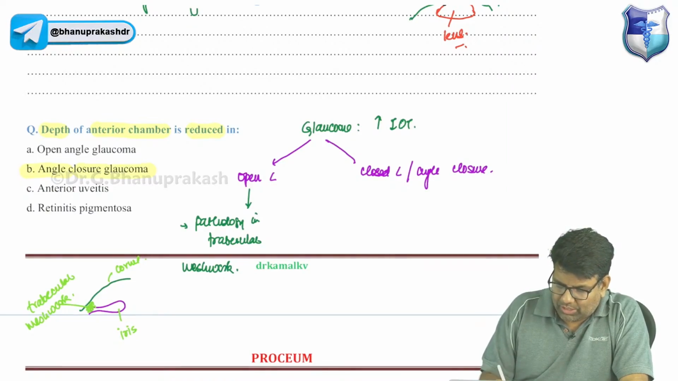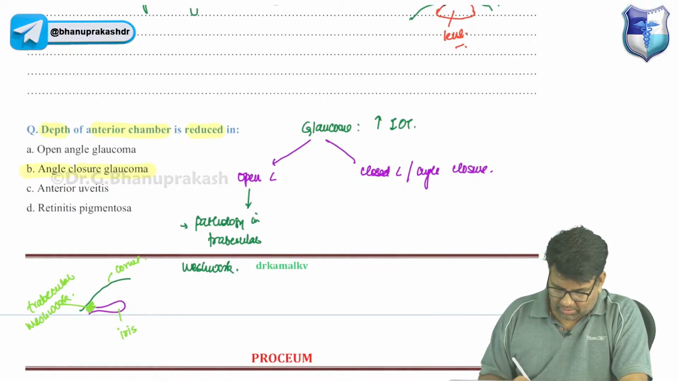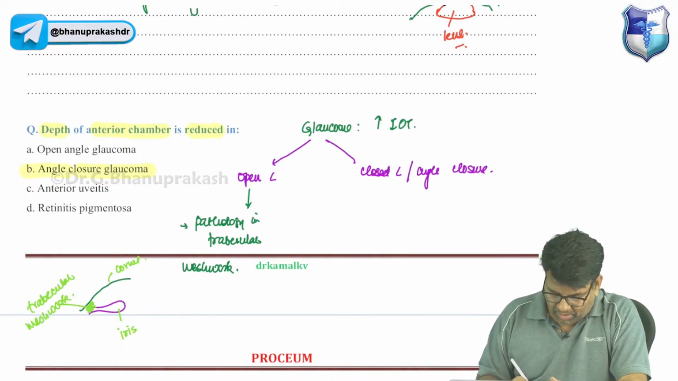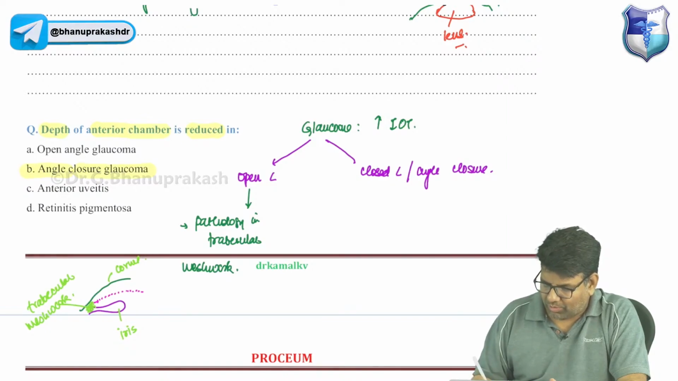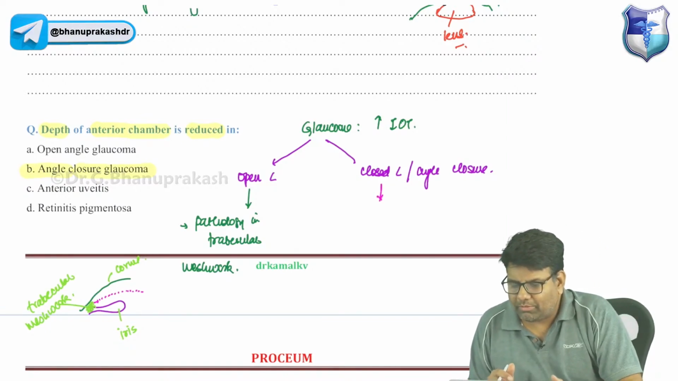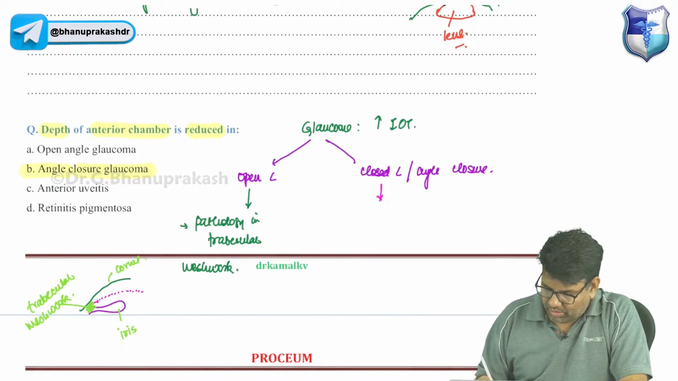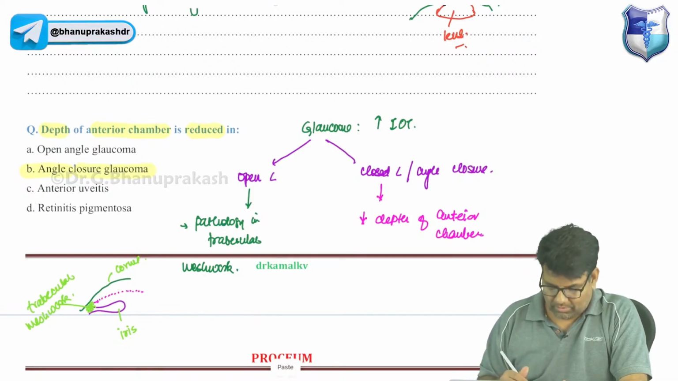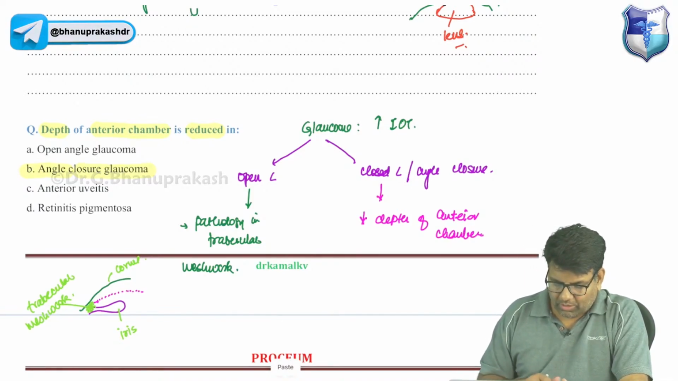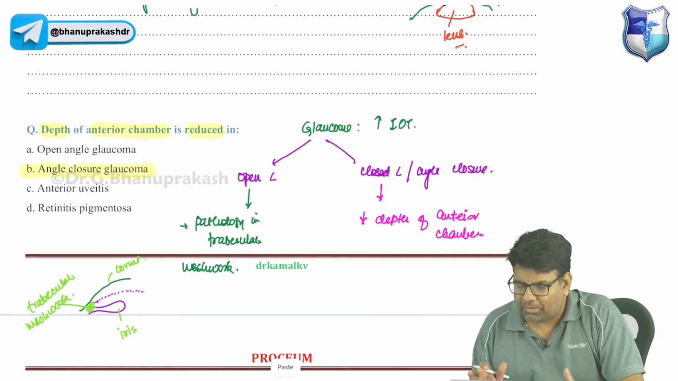But what is the pathology in closed angle? In here, the trabecular meshwork is okay, but it is just that the cornea is so close to the iris, and this angle is so narrow that the aqueous humor doesn't get space to reach up to the trabecular meshwork. So what you write here: decreased depth of anterior chamber, so the aqueous could not reach up to the trabecular meshwork, right? So depth of AC is reduced in angle closure glaucoma. Is that clear?